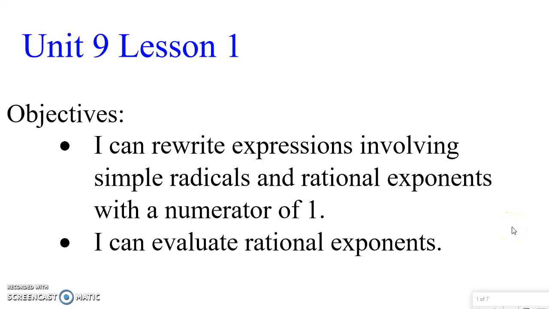This is Unit 9, Lesson 1. We are going to rewrite expressions involving simple radicals and rational exponents with a numerator of 1 and evaluate rational exponents.